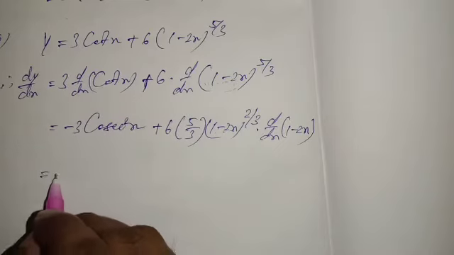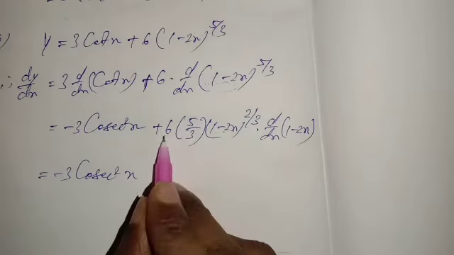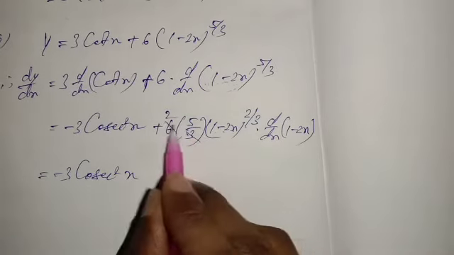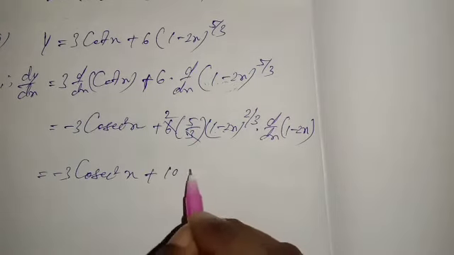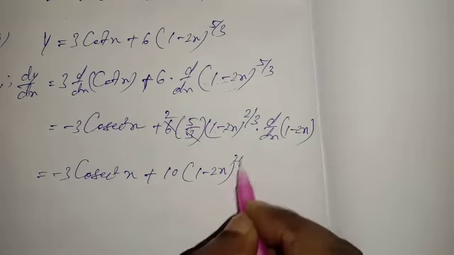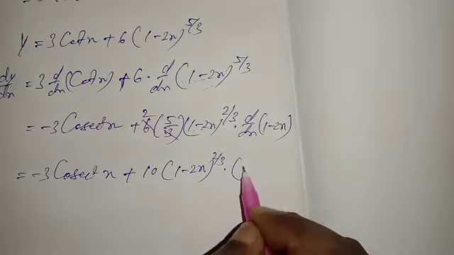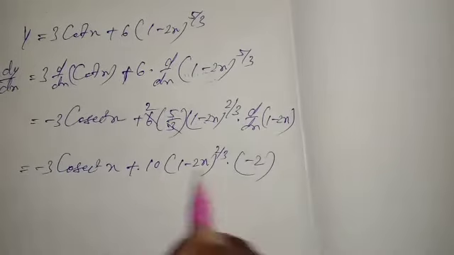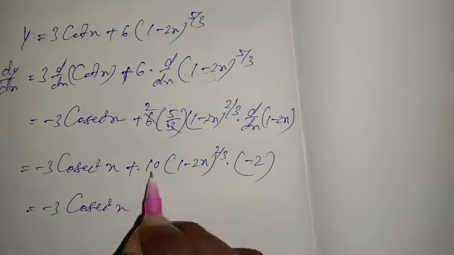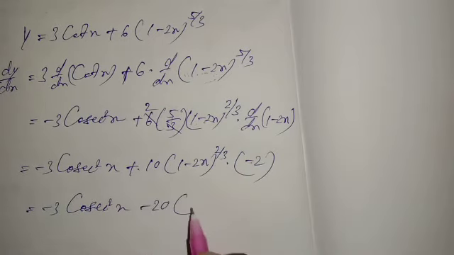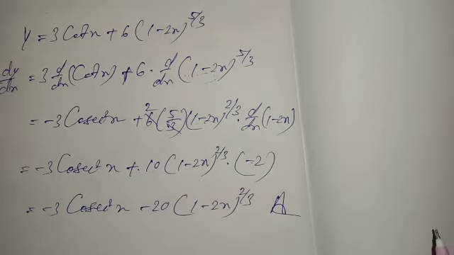So finally, how much are you getting? Minus 3 cosec square x, 3 times 2 is 6, 2 times 5 is 10, that means plus 10 and (1 minus 2x) whole to the power 2 by 3. Now tell me, the derivative of 1 is 0, and the derivative of minus 2x will be only minus 2. The result will be minus 20. That means minus 3 cosec square x, this will be minus 2 times 10, that means minus 20, and (1 minus 2x) whole to the power 2 by 3. This is the answer of number 1, second part. In number 1, both parts are complete.